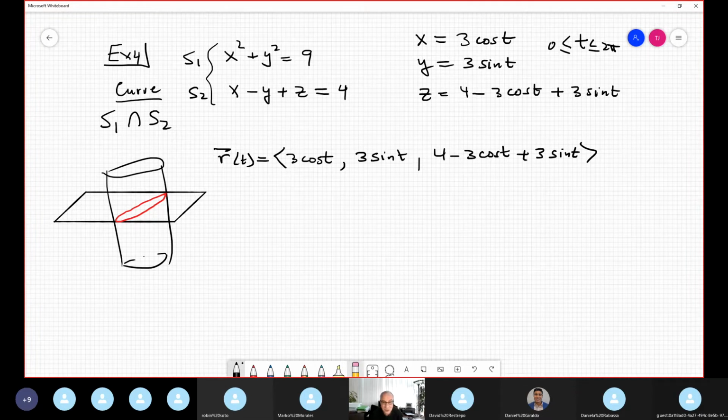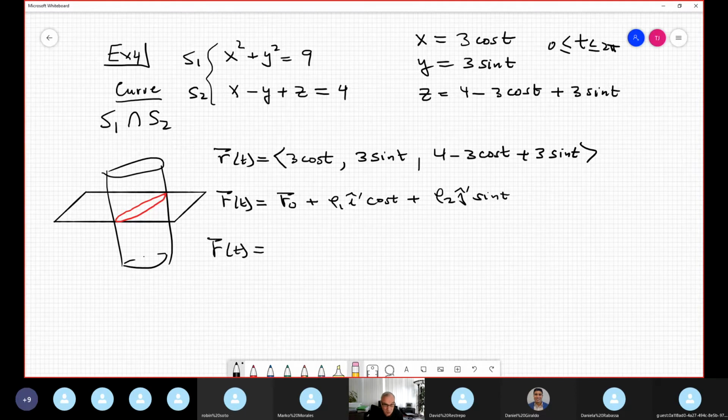However, I want to present it in a little more sophisticated way, using the idea that we discussed before: r of t is, for example, r naught plus rho 1 i prime cosine t plus rho 2 j prime sine t. And in our specific example, r naught is (0, 0, 4). Where does that come from? Well, we have no plus nothing here, and the only coefficient that does not depend on cosine and sine is 4.